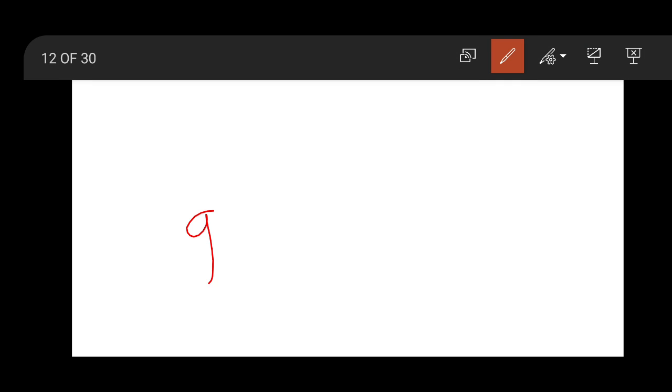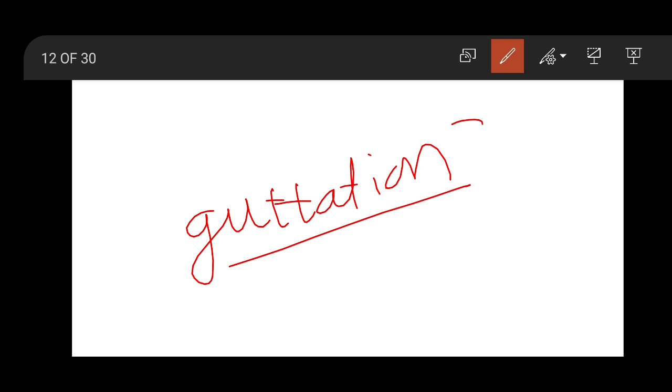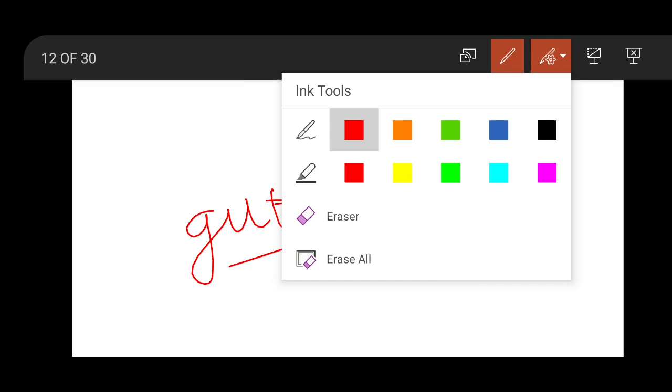Last time we discussed what guttation is. Today we are moving to the next topic, that is ascent of sap. So what is sap? What is ascent of sap? That we are going to study today. So be focused on the topic.